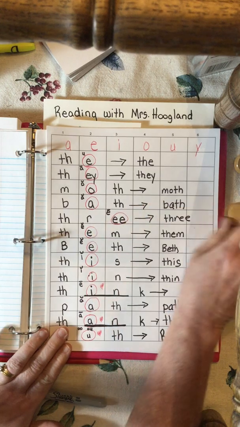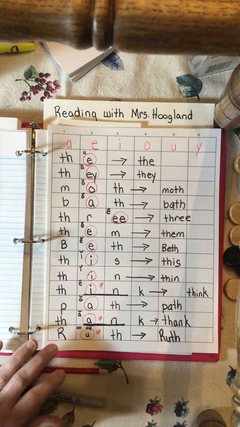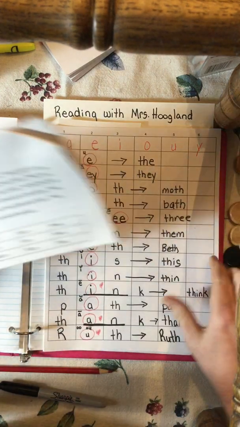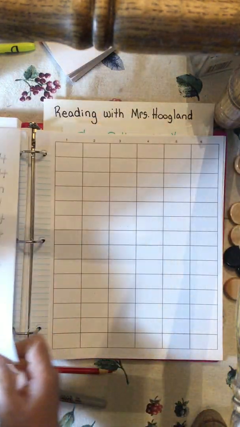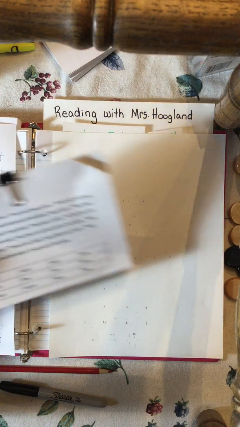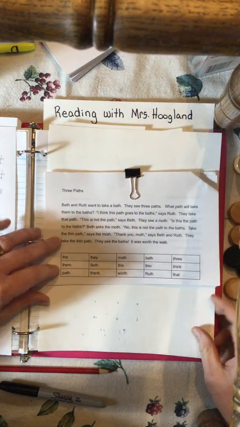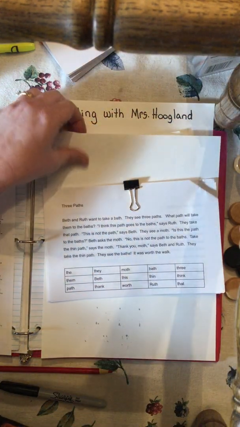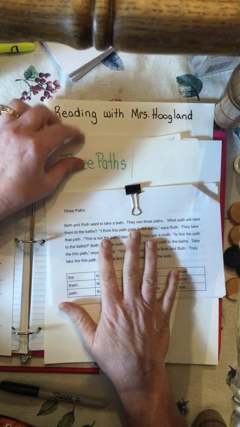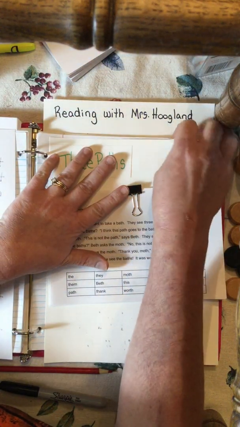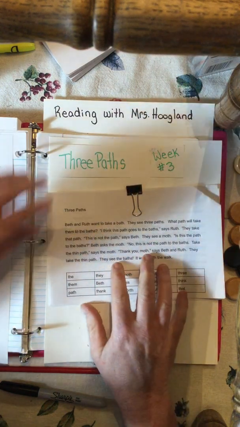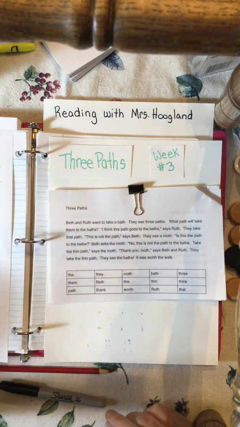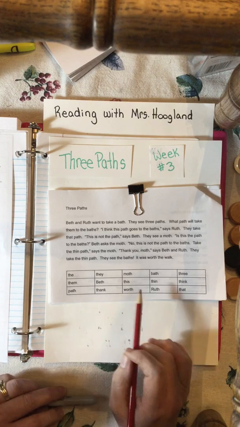We're going to put this off to the side because we got most of our words down. And hopefully you kind of feel good about this. Miss Hoagland feels good about it, so hopefully you do too. All right, here we go. Here's our story. The story is called 3 Paths. And this is week number 3. Doesn't have to be week number 3 for you if you're watching it on YouTube. That's fine. Okay, we just went over most of these words down here.